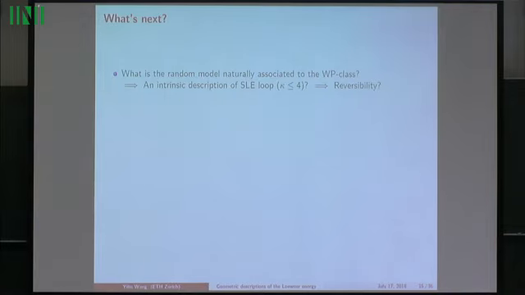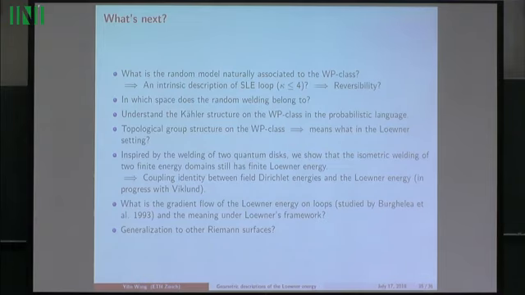And there are some questions that I don't know the answer to, and if you're interested, I should show all of them. Yeah. So first, for example, what is the random model naturally associated to the Weil-Petersson class? And for me, that will be the welding function, the welding of a natural SLE loop. Maybe that will give an intrinsic description of the SLE loop, at least for kappa less than 4. And if we have an intrinsic description of SLE, then it should give the reversibility as well. And also, like the general question, if you know what space belongs to the Cameron-Martin space, the action functional is, so what will the random welding belong to?